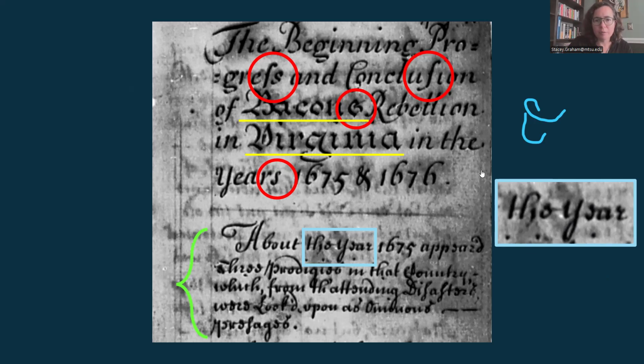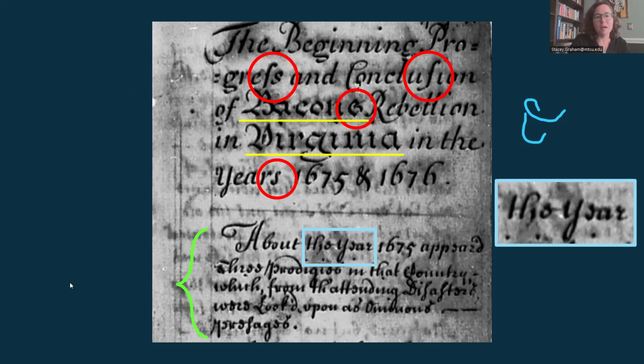So I'm just going to go through kind of quickly. About the year 1675 appeared three prodigies in that country, which from the attending disasters were looked upon ob omnibus. Now that's a Latin phrase, ob omnibus. It means by everybody. Presages. That P down here on the bottom word is kind of strange as well. So here we have difficulties with letter forms and vocabulary and other languages. So that's quite a lot that makes this kind of a difficult manuscript to read.